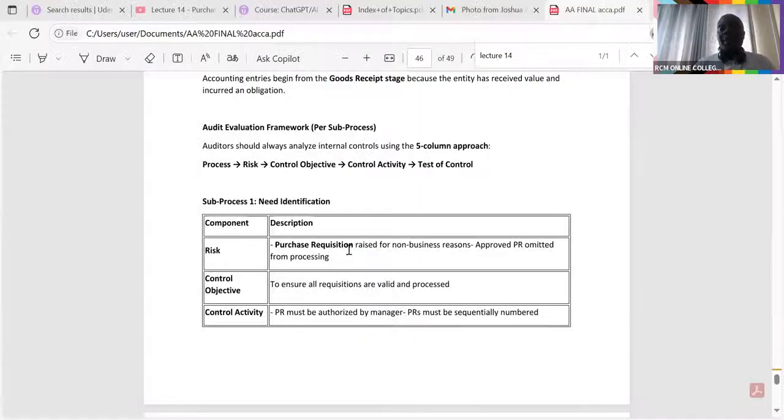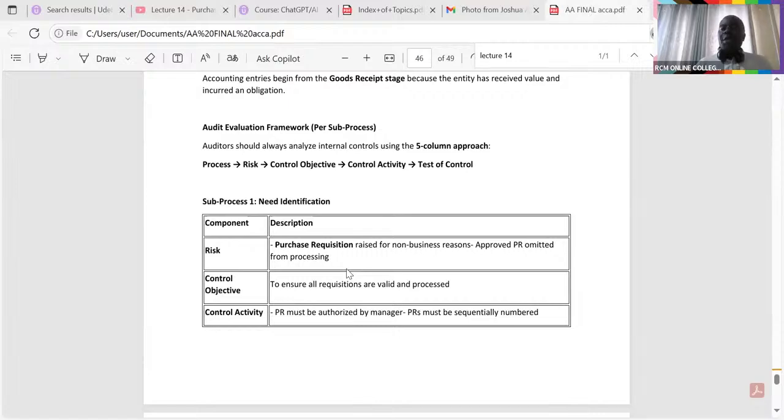So the risk: purchase requisition raised for non-business reasons, or an approved PR omitted from processing. That we have a purchase requisition that has been omitted. And that is why, ladies and gentlemen, all purchase requisitions, all accounting documents shall be sequentially pre-numbered. Pre, meaning that those numbers exist. As I even write on it, the number exists.